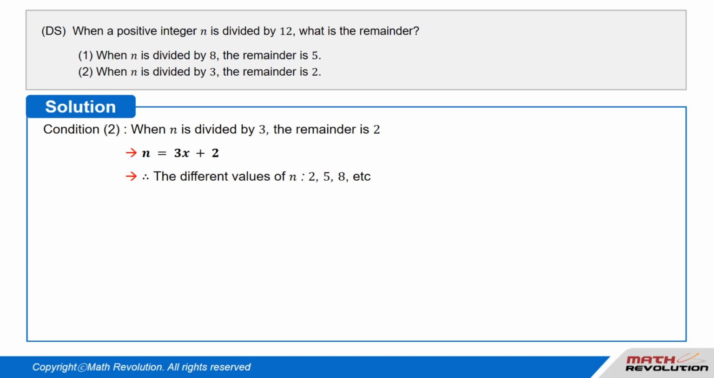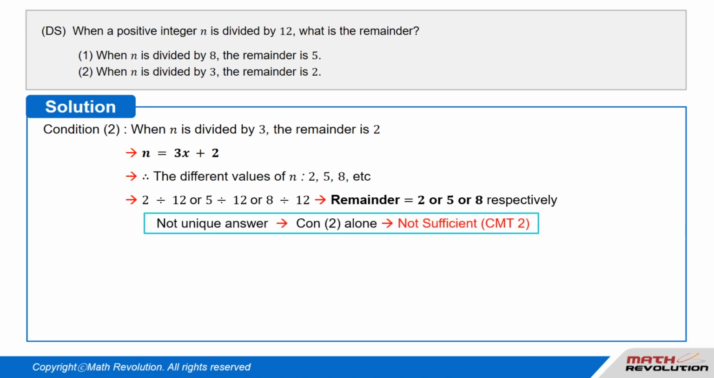Condition 2 tells us that when n is divided by 3, the remainder is 2. Thus, n equals 3 times x plus 2, and therefore the different values of n are 2, 5, 8, etc. When 2 or 5 or 8 are divided by 12, the remainder will be 2 or 5 or 8 respectively. Thus, this condition 2 does not have a unique answer, and so this condition is not sufficient by CMT 2, which states that the number of answers must be 1.